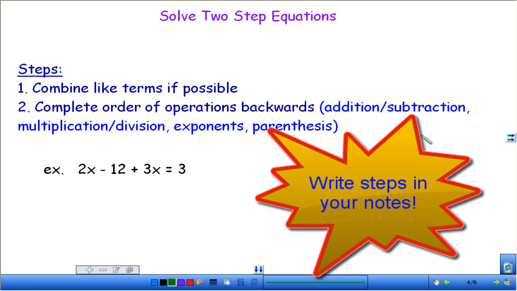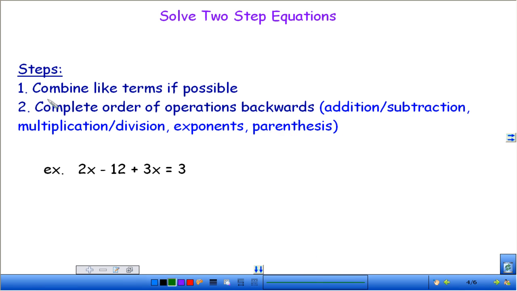Solving two-step equations. You have two steps. The first step is to combine like terms if possible. You're not always going to have terms that you can combine. I gave you an example down here that you do, just so you see what that step looks like. When we come across one where you don't have to do step one, I'll let you know.